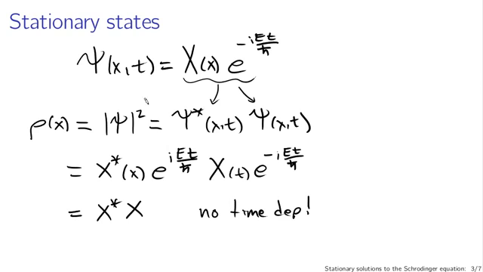So that's one interpretation, or one meaning, of these things being called stationary states. The fact that I can write a wave function as a product like this, and the only time dependence comes in a simple complex exponential, means that that time dependence drops out when I find the probability distribution.